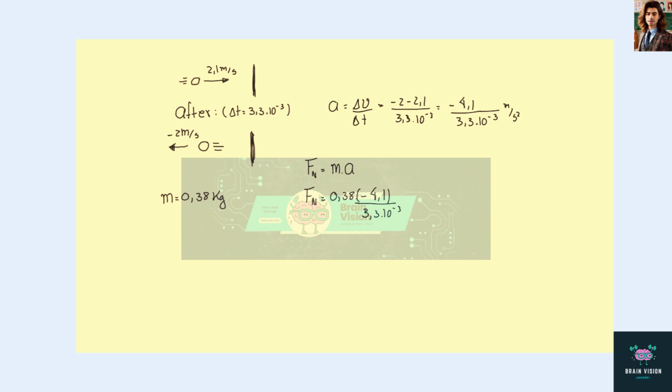the minus 3. And this gives us a net force that is equal to minus 4.1 times 0.38 divided by 3.3 times 10 to the third. We had 10 to the minus 3 down here, so now we have 10 to the third up here. We can do that. We can send this term up here, given that we invert the sign of the exponent. And this gives us approximately minus 0.47 times 10 to the third, which is equal to minus 470 newtons.